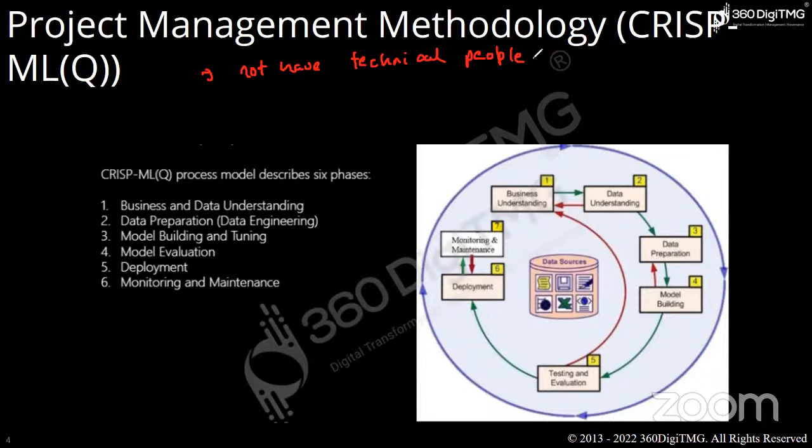So we cannot give them the raw model as is. We cannot give them the raw data, the raw output as is. They will not be able to use it anywhere. So this is where deployment comes into the picture. You're deploying the model on some UI that the end user can easily navigate.